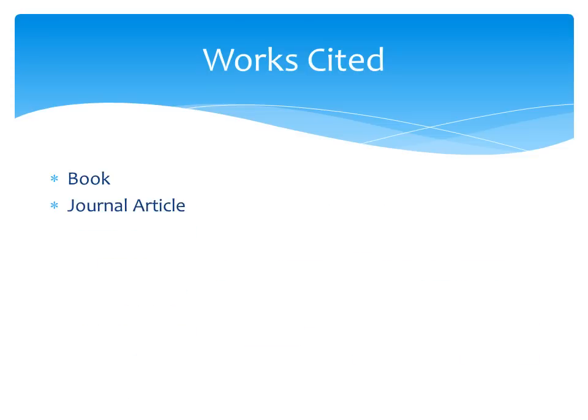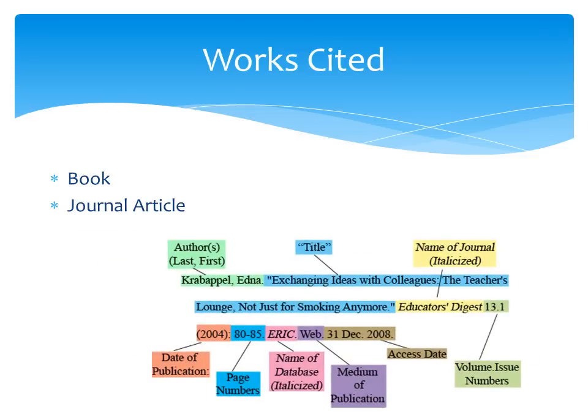Next, let's look at a journal article citation. It would be very similar. You'd have first the last name and first name of the author. The title would be in quotation marks, and the journal is what would be italicized. You would have the volume, or if there were issue numbers, that would be included. You'd have the date of publication, the pages that it was found on, the name of the database that you found the journal article from, the medium of publication, which would be a web if it was an online journal, and the date that you accessed it.